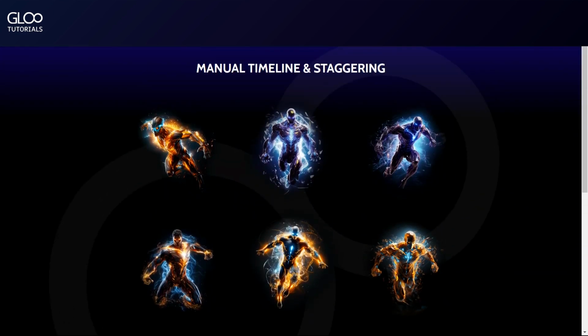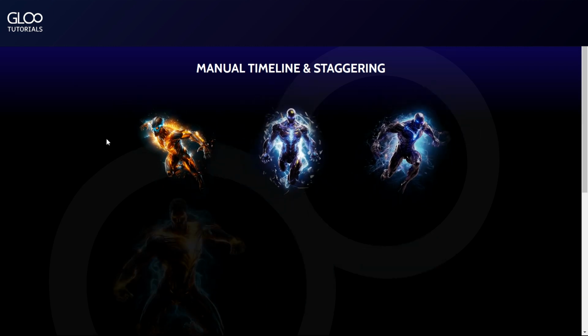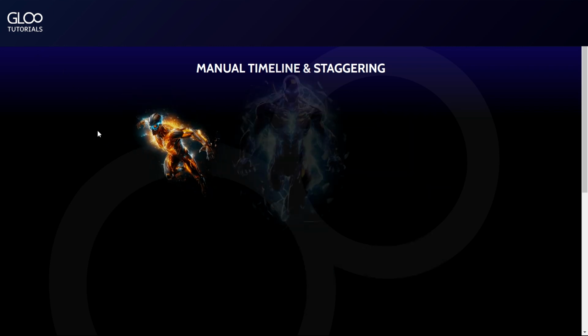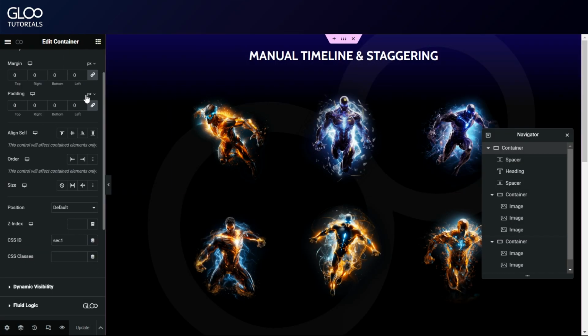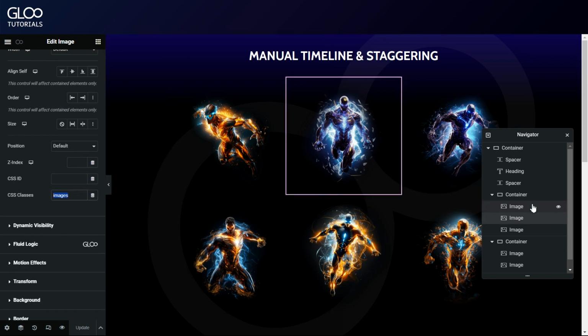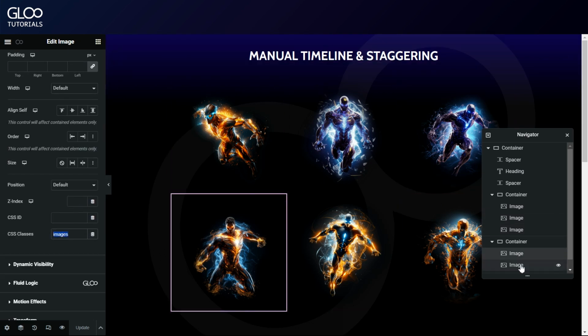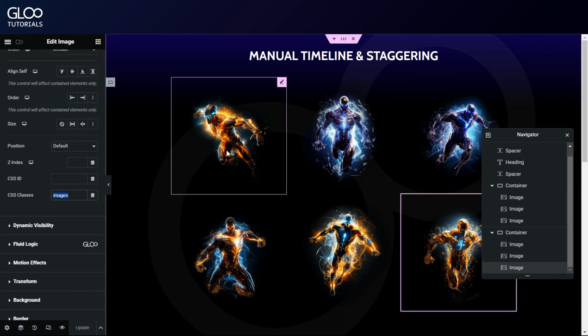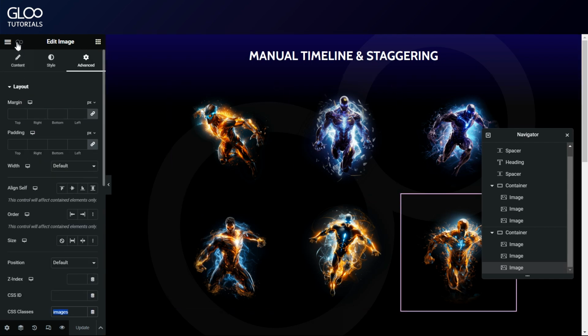But first, if you haven't already, it's recommended that you watch the GSAP Scrolltrigger overview so that you're up to speed with this powerful feature. Link in the description. Here we have a container to which we've given a CSS ID of sec1, with 2 other containers and 6 image widgets inside in total. We've given each image widget the same CSS class of images so that we can target them all in a single tween. We don't need to give an ID to the containers that actually contain the images, as they won't be used as triggers for our animations.